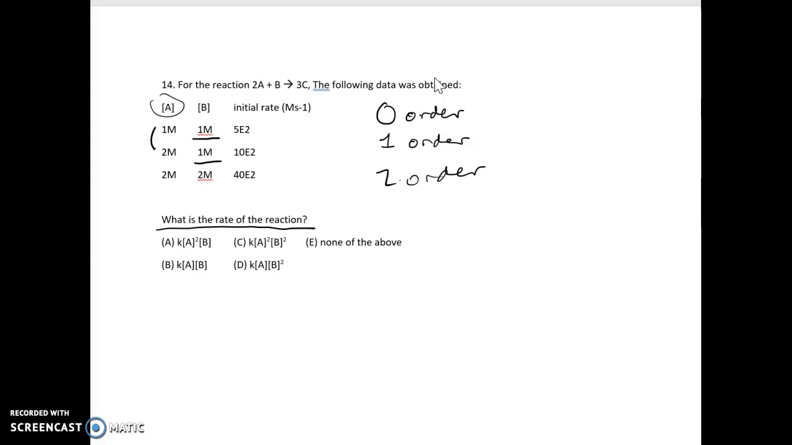So here, from 1 to 2, the concentration of A is doubled. And then over here in the rate, from the rate of experiment 1 to the rate of experiment 2, the rate is also doubled. So if they're both doubled, then that means this is first order. So A is first order.